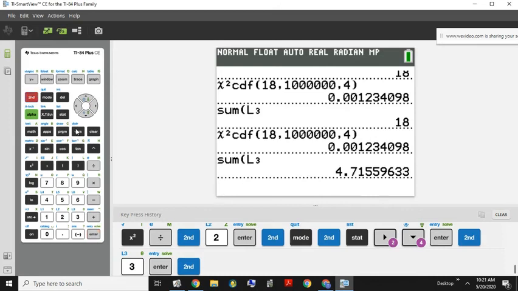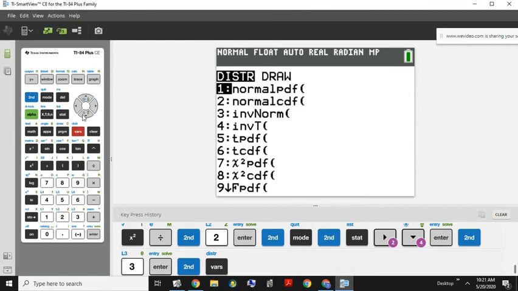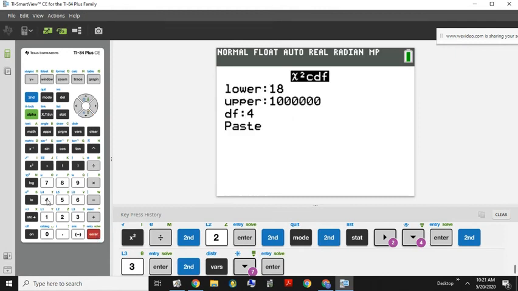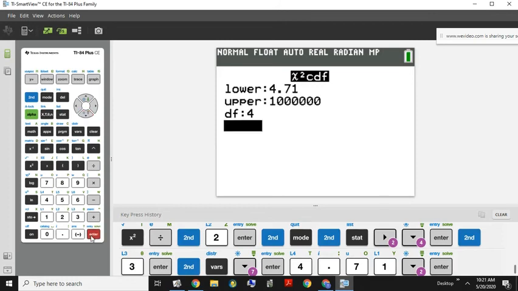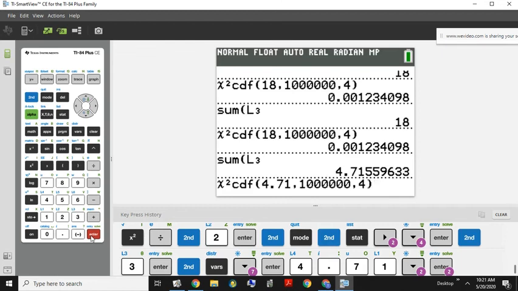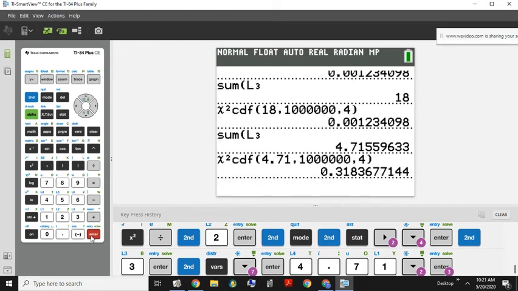Now for the p-value, second vars. Chi-square CDF, test value is 4.71. Leave that as infinity, and the degrees of freedom was 4. If you need to watch that again, you can rewatch that again. Hit enter, and there is your p-value.